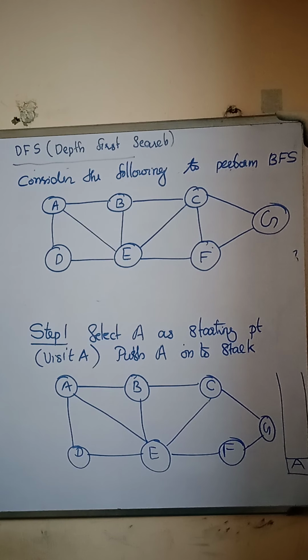Today we discuss graph traversal and graph traversal techniques. Graph traversal is a technique used for searching a vertex in a graph. It is also used to decide the order of vertices to be visited in the search. There are two types of graph traversal techniques: one is BFS, breadth first search, and the other is DFS, depth first search.